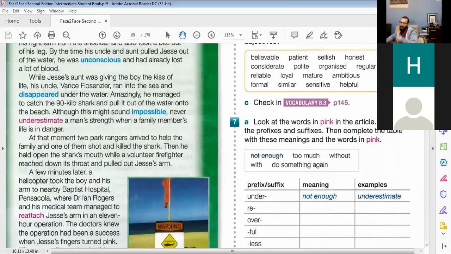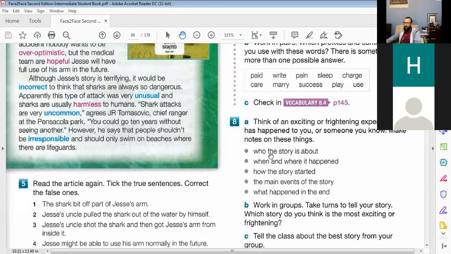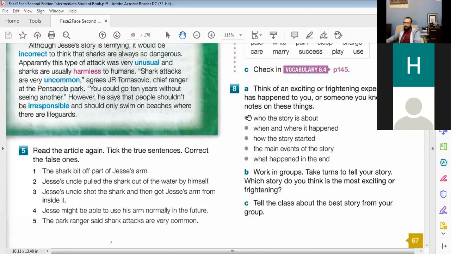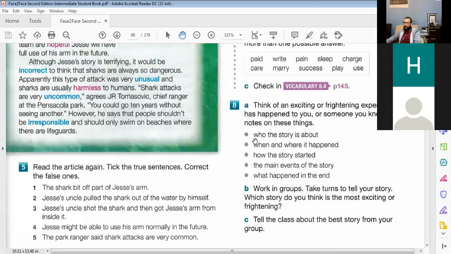All right, so here in this exercise, it's a bit of a speaking exercise. It says, think of an exciting or frightening experience that has happened to you or someone you know, and make notes. Let me explain this exercise and what you need to do. I want you to think of a story. Think of something that maybe happened to you, or to your friend or anybody you know. And of course, if the story is a bit private, you can change the details, the name, who the person is. If it's a friend, you can say someone, whatever.